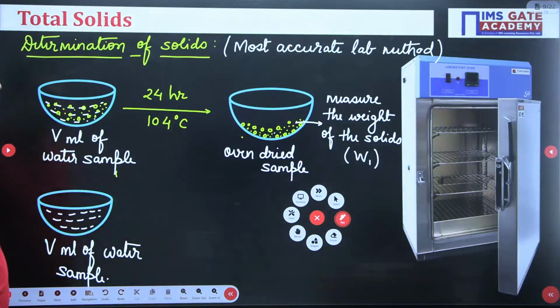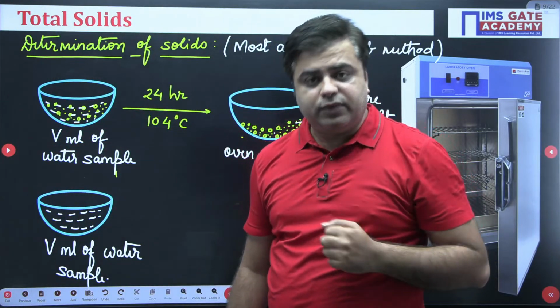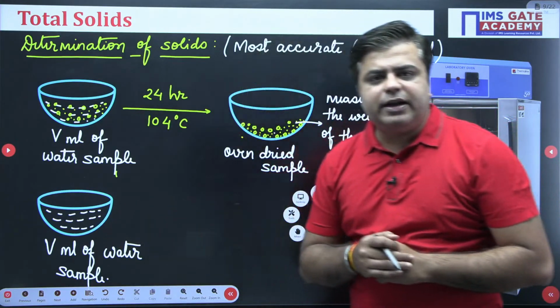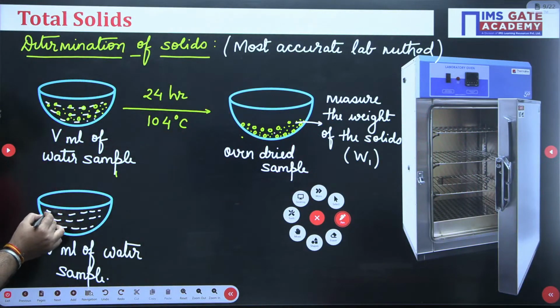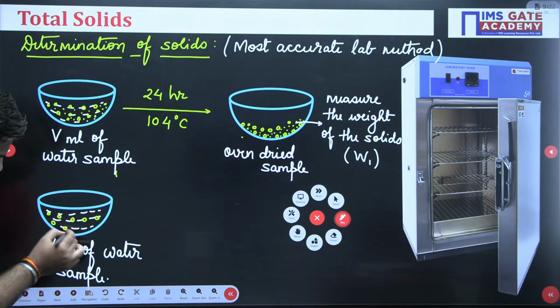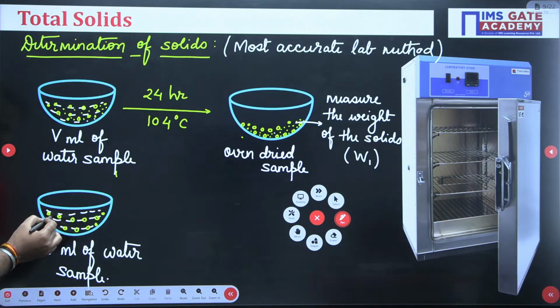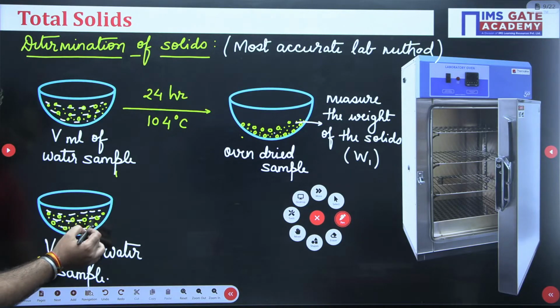Now next, we want to calculate the concentration of suspended solids and the concentration of dissolved solids. For that, this second identical sample that we have will also contain suspended solids and dissolved solids like this. Now see what we do.